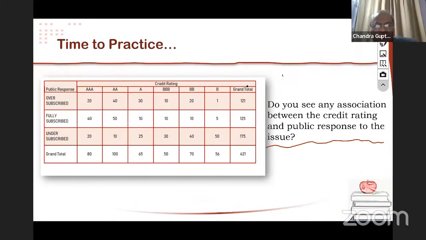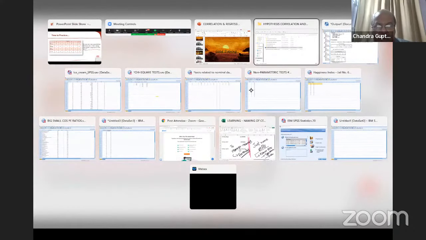Let me take another example. Is there any relation between credit rating and whether there is oversubscription or not? Can I say that higher the rating, higher will be the subscription? Can I make that kind of comment? To do that, let's take data and see how we can calculate it.